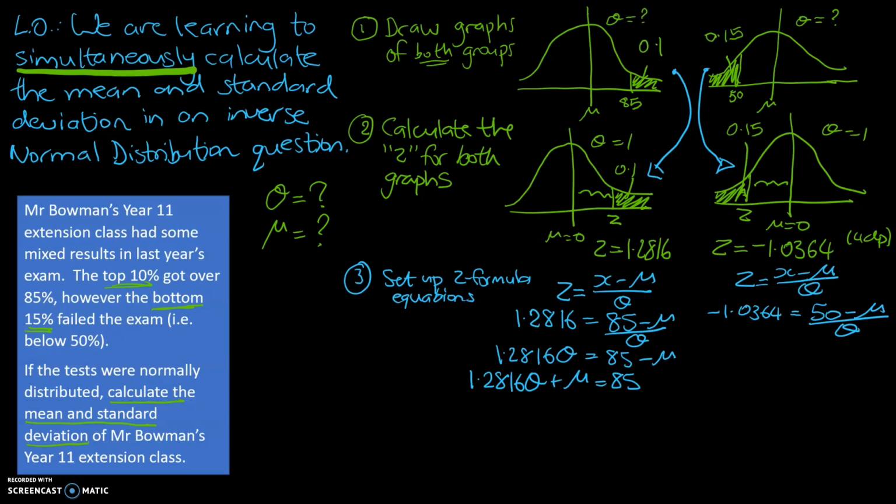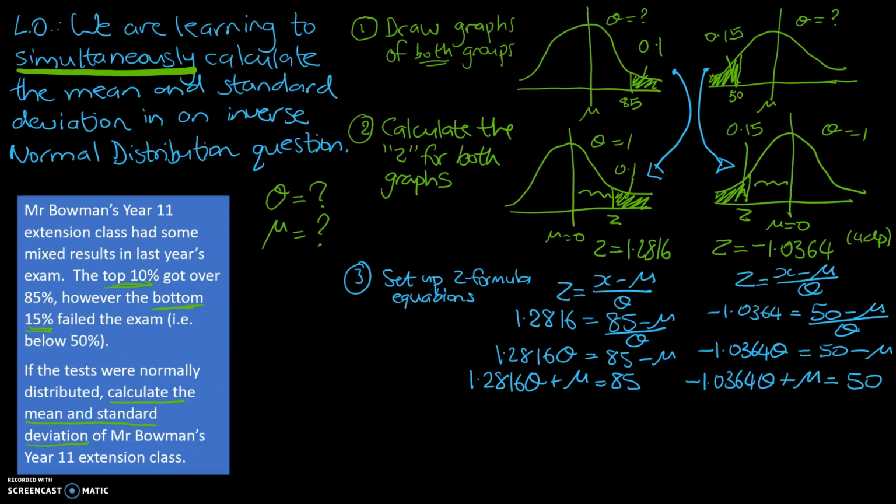Like we did for the other one, we do need to do a bit of algebra. So negative 1.0364 standard deviation. So that divided by standard deviation becomes times. That is going to be equal to 50 minus mu. And we're then going to take the minus mean over to the other side and make it a plus mean. So negative 1.0364 times the standard deviation plus the mean is equal to 50.